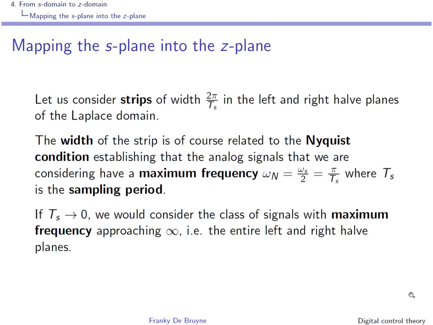We have seen in the previous slide that strips of width 2 pi over ts that cover the left and right half planes of the Laplace domain are mapped into the entirety of the z-plane. The width of such strips is of course related to the Nyquist condition. This condition says that when you sample analog signals, the frequency content should not go above the maximum frequency omega n, which is the Nyquist frequency, pi over ts, where ts is of course the sampling period. When the sample period tends to zero, the width of the strip will tend to infinity, and in the limit, this central strip will cover the whole left and right half planes of the Laplace domain.